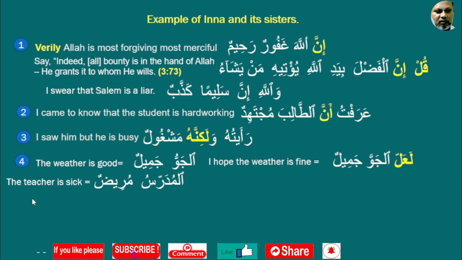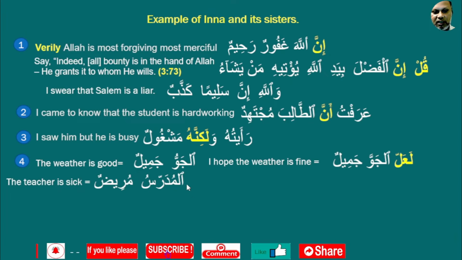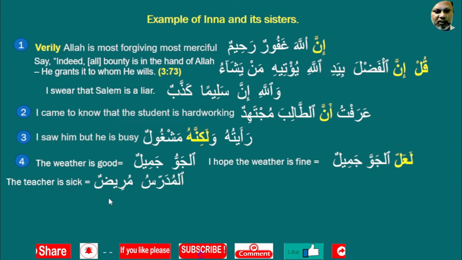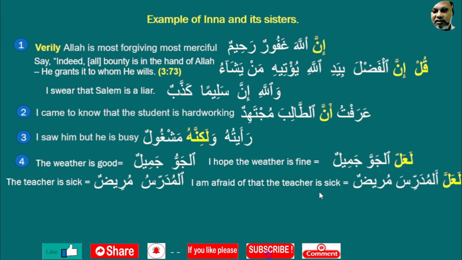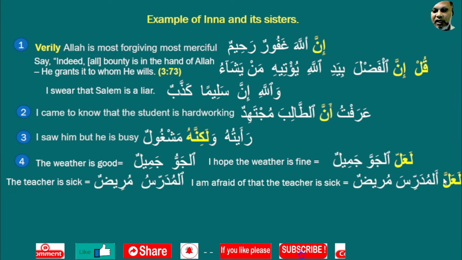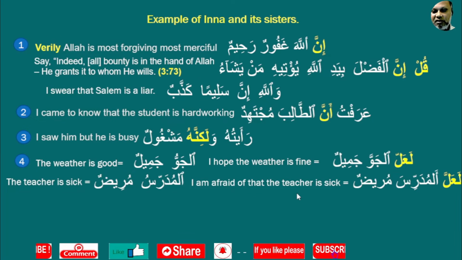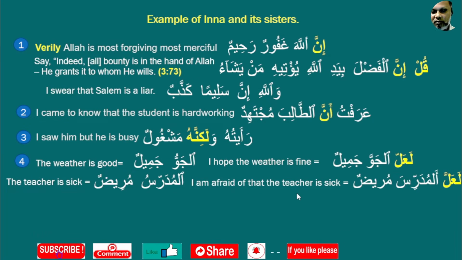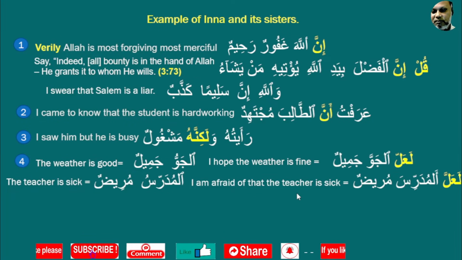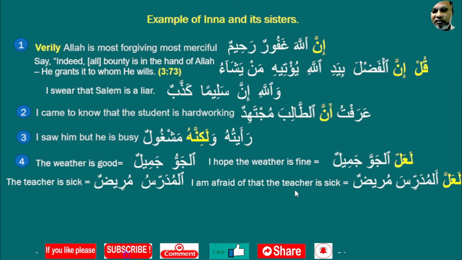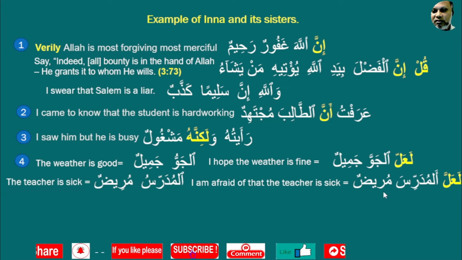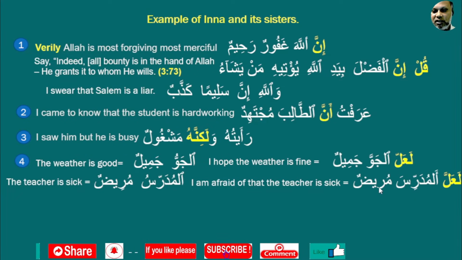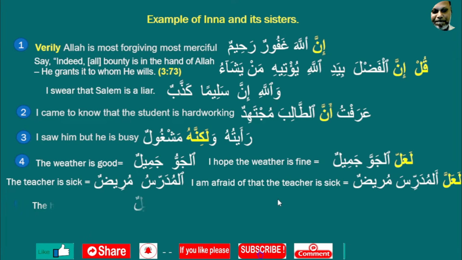Now see one more example. The teacher is sick. Al-mudarrisu maridun. But if you want to say I am afraid that the teacher is sick, then la'alla comes. La'alla is used where there is fear or hope, this type of sentence. I am afraid that the teacher is sick. La'alla al-mudarrisa maridun.